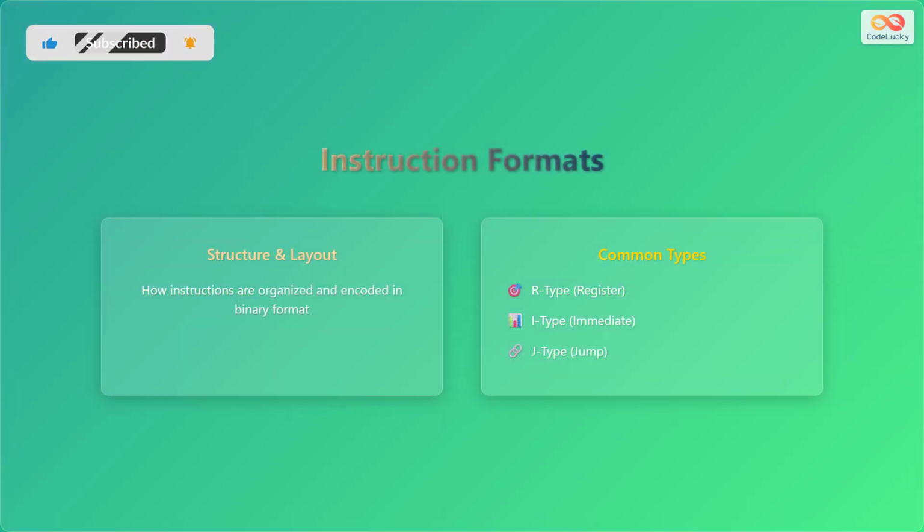Now let's explore instruction formats. An instruction format defines the structure and layout of an instruction, specifying how it is organized and encoded in binary format. Now let's discuss the common types of instruction formats. These include R-type, which stands for register, I-type, which stands for immediate, and J-type, which stands for jump.